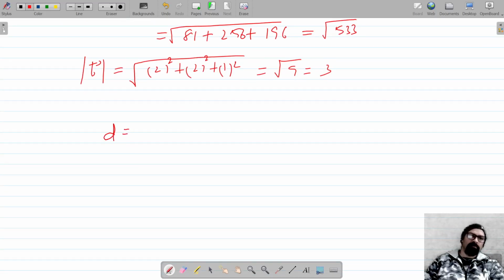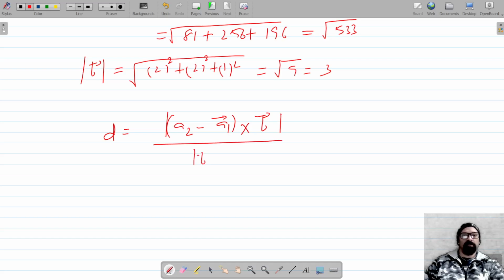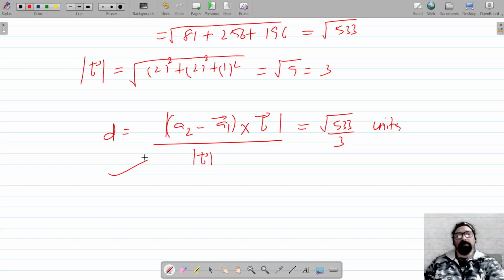Now the perpendicular distance between two lines is given by the magnitude of the cross product of the difference of the position vectors with the parallel vector, divided by the magnitude of the parallel vector. So this is root 533 divided by 3 units is the perpendicular distance between these two parallel lines.